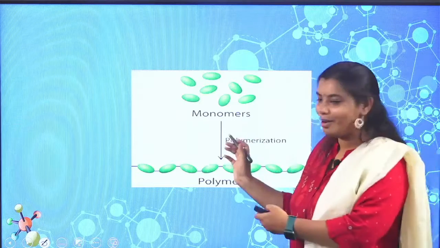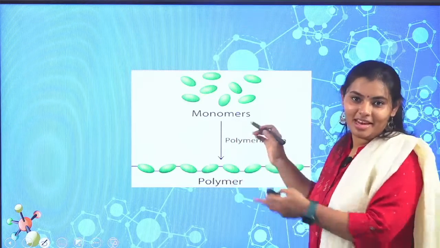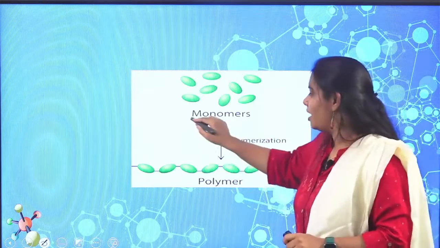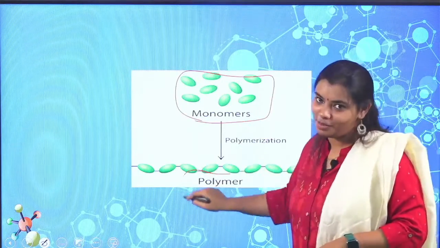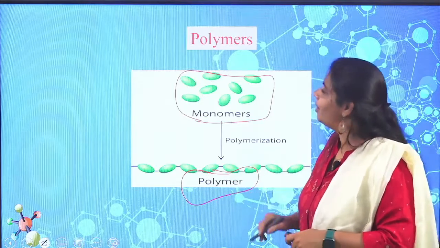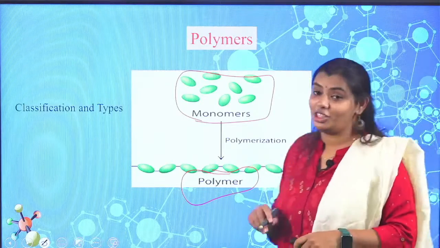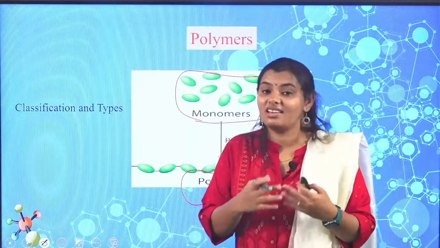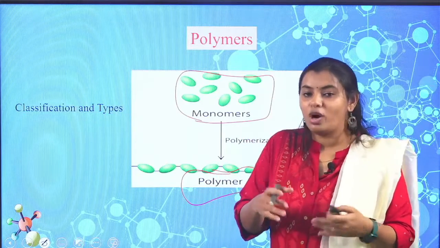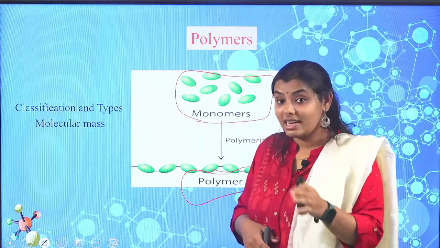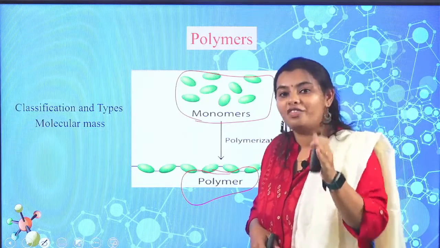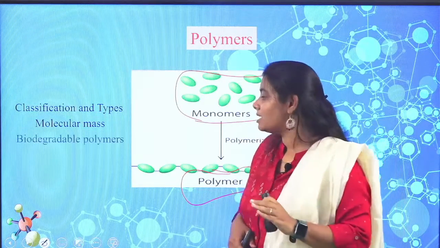Now here also, the chapter name is almost there in the image itself. The monomers undergo polymerization to give a polymer. So what is the chapter name? Polymers. So in this particular chapter, we will be studying the various classification and the types. What are the different types of polymers that are present? Molecular mass. We are going to study about the molecular masses of these various kinds of polymers.